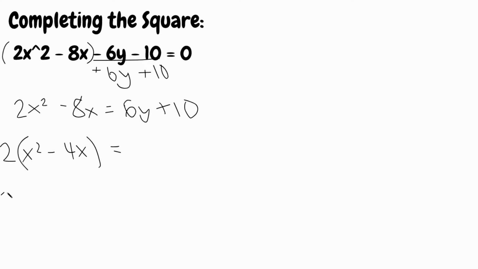Next thing you're going to do, you're going to keep the 2 here, and this is important that you draw these brackets because it is such a common mistake to forget to factor in the 2 later in the problem. We'll get into that later. Next thing you're going to do is work with this x squared minus 4x. This is where the actual completing the square part comes in.